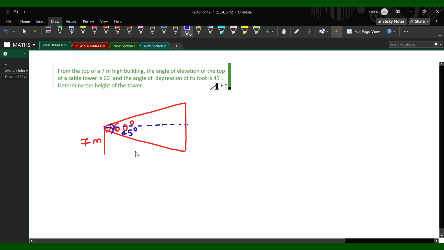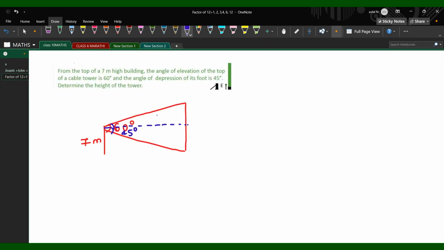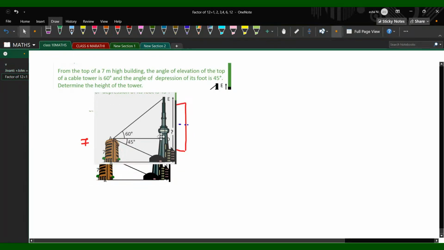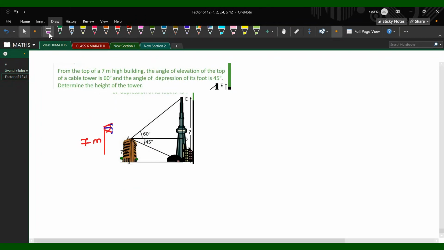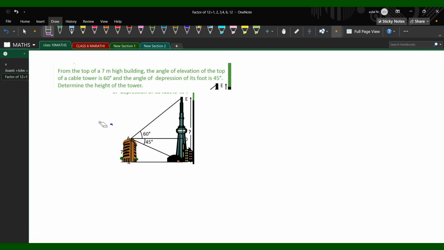It's 60 degree. Yeah, this is the actual picture, the building and the tower. Look at it carefully how it is made. Because in the sky we don't have the ground, we have to make a ground. So 60 degree is the angle of elevation, 45 degree is the angle of depression, all from the point A, that's a building which is 7 meter in height.